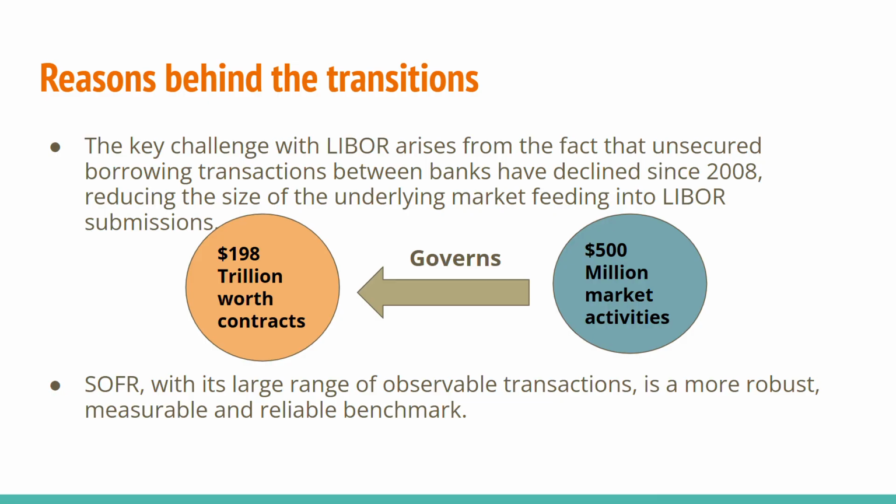And the market that was dependent on LIBOR was around 198 trillion worth of contracts. So you can see the scale of the problem that happened because of the 2008 crisis, right? SOFR, with its large range of observable transactions, is a more robust, measurable, and reliable benchmark, right? I will be explaining what SOFR is. It became a more robust, measurable, and reliable benchmark than LIBOR.